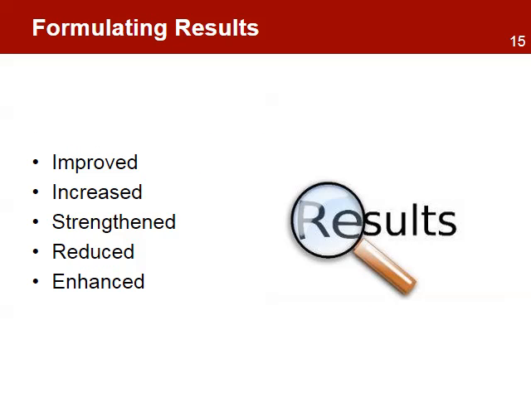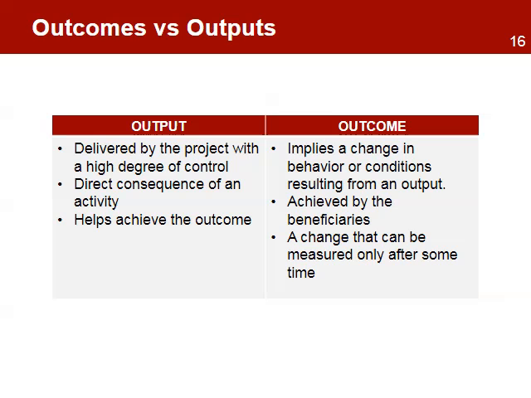When formulating the project results, it's important to use the right words that express a change. Here are some examples of words used for this purpose: improved, increase, strengthen, reduce, enhanced. Note that these verbs are always written in the past tense and they all reflect a change.